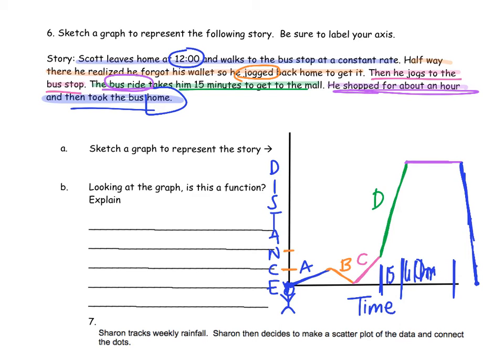Then it just simply asks, is this a function? And yes, because it passes our vertical line test. Remember, drawing that line, does it hit the graph in one spot every time?